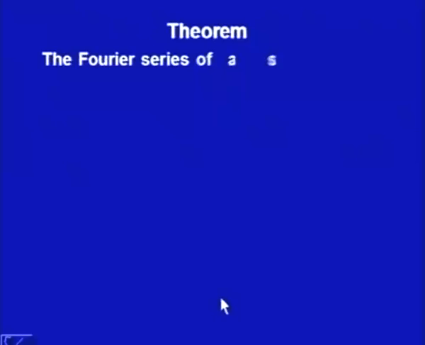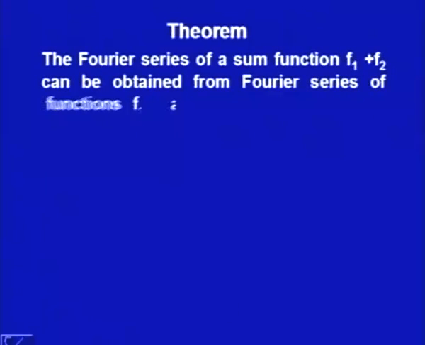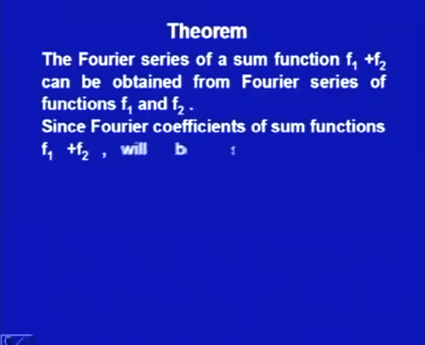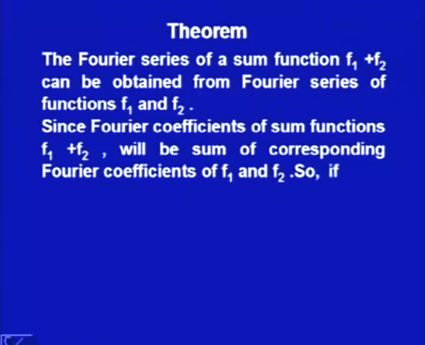So, next we get one more property: the Fourier series of a sum function f1 plus f2 can be obtained from the Fourier series of functions f1 and f2. It simply says that the Fourier coefficients of the sum function f1 plus f2 will be the sum of the corresponding coefficients of f1 and f2.